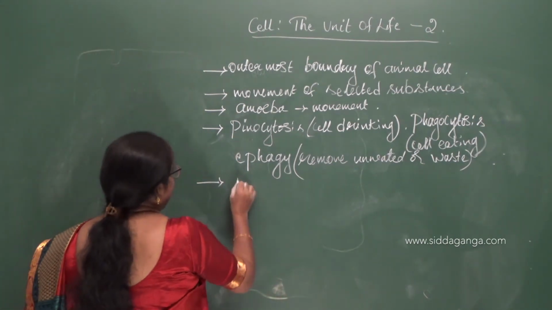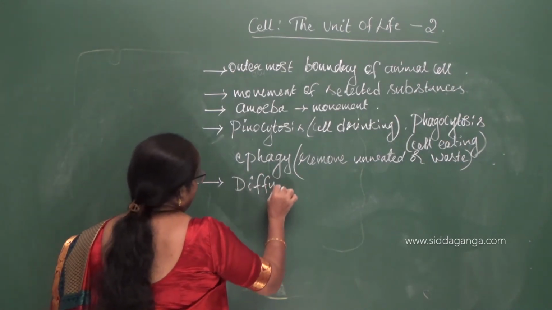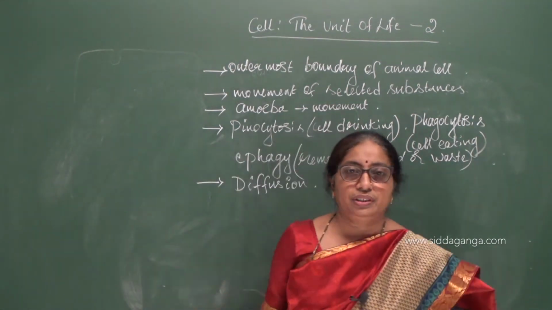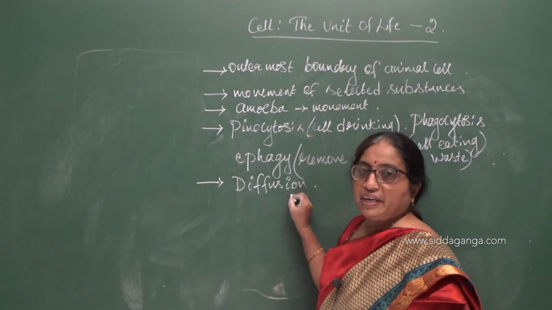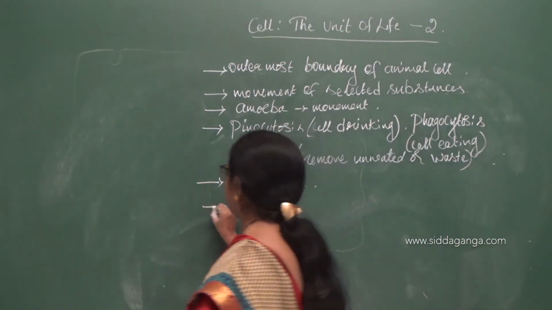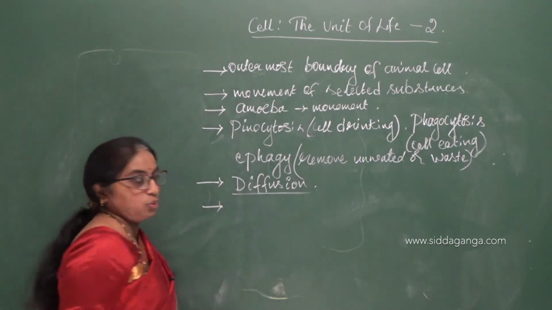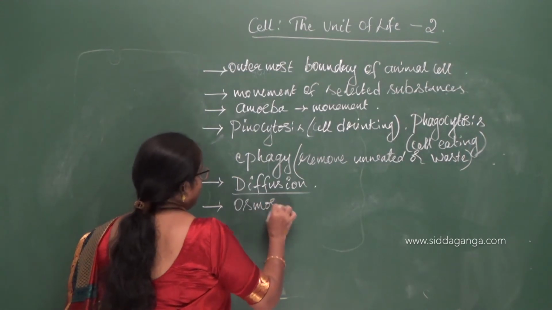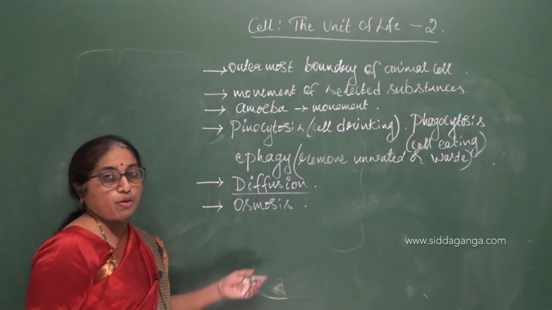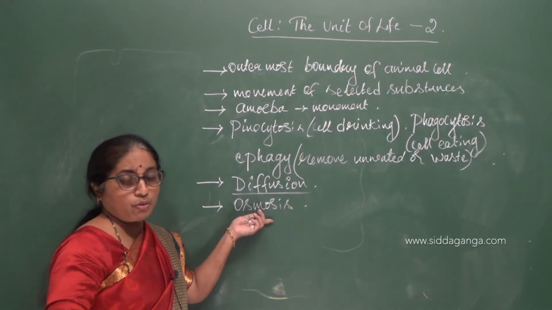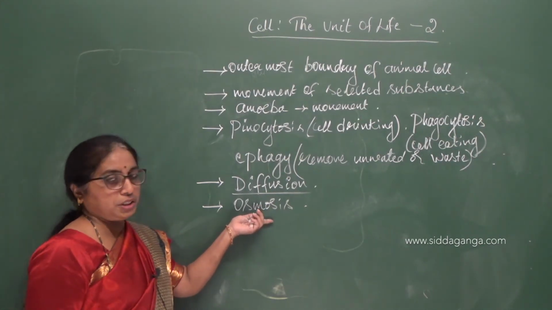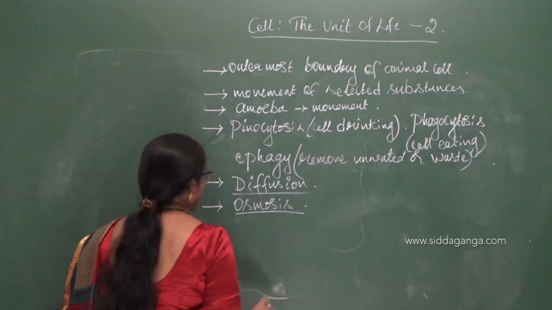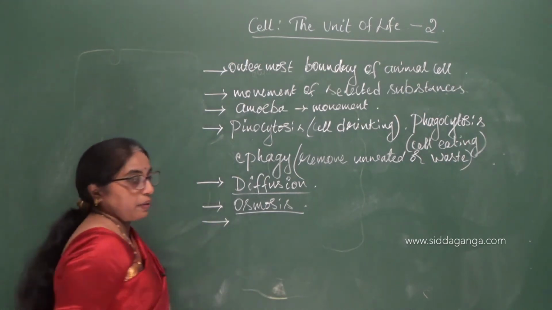Next, they bring about diffusion. There is diffusion of certain respiratory gases into the cell and out of the cell, which takes place with the help of this plasma membrane. Plasma membrane also brings about osmosis, that is the movement of water molecules from a region of higher concentration to a region of lower concentration. So the movement of water also takes place in the plasma membrane.